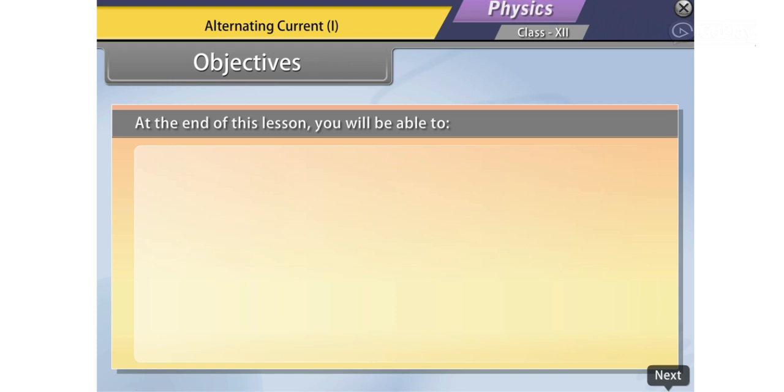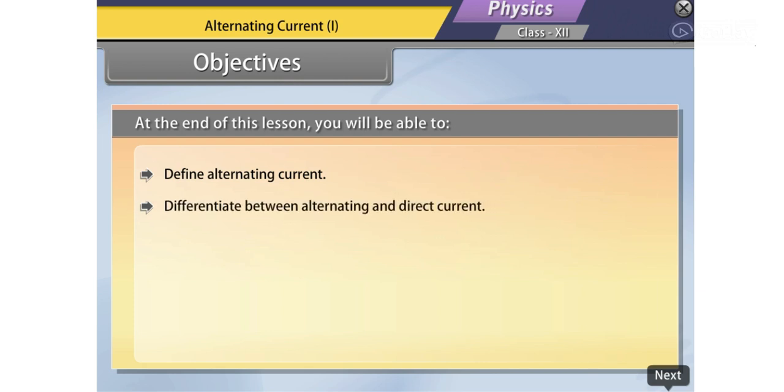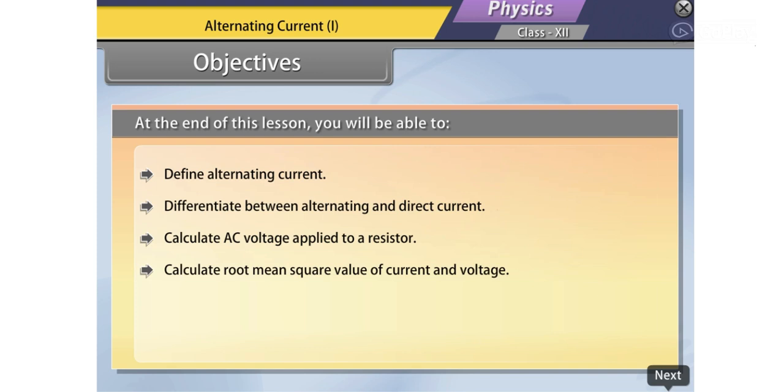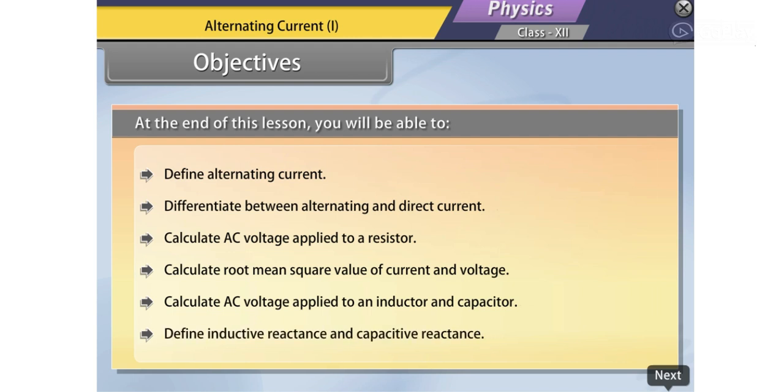At the end of this lesson, you will be able to define alternating current, differentiate between alternating and direct current, calculate AC voltage applied to a resistor, calculate root mean square value of current and voltage, calculate AC voltage applied to an inductor and capacitor, and define inductive reactance and capacitive reactance.